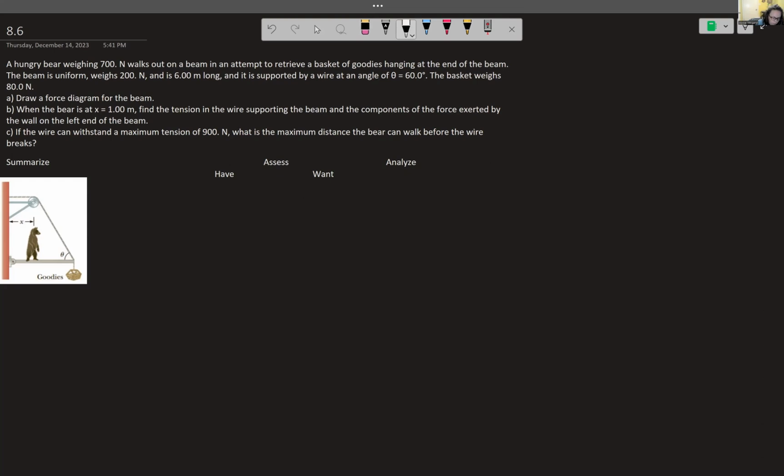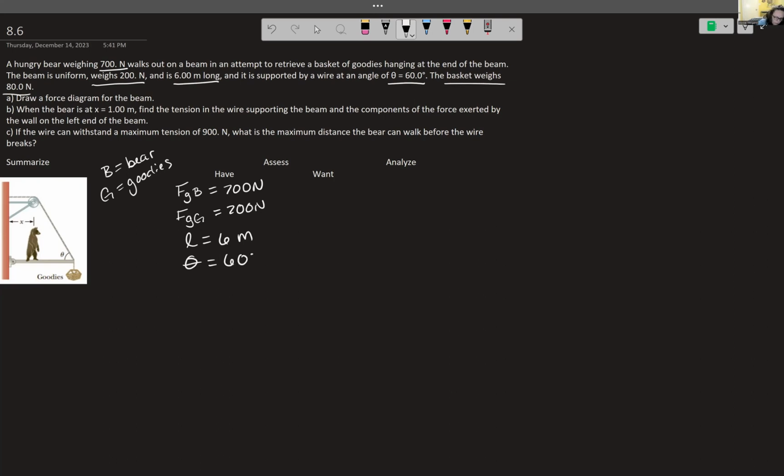So what do we have? We have a hungry bear that weighs 700 newtons. So we have the force of gravity on the bear. So B is going to be bear, 700 newtons, on a beam in an attempt to retrieve a basket of goodies hanging at the end of the beam. The beam is uniform and weighs 200 newtons. So the force of gravity due to the, I'm going to call this big G for goodies, is 200 newtons. And the beam is 6 meters long. It is supported by a wire that is at an angle of 60 degrees, and the basket weighs 80 newtons.